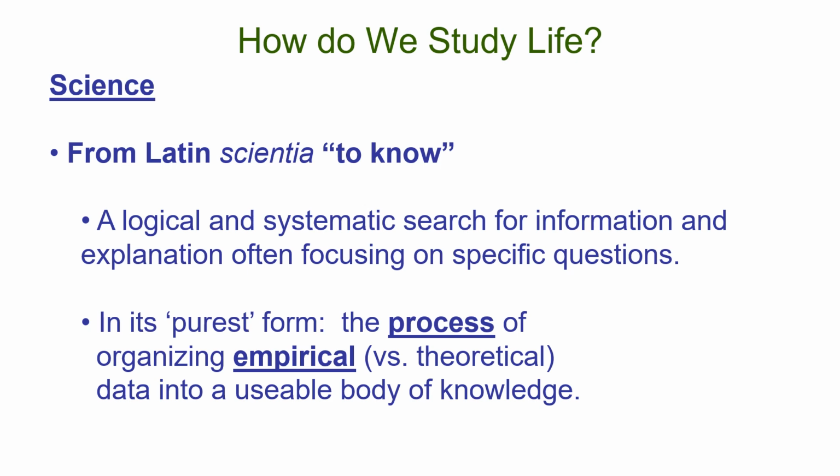Ideally, we want to use empiricism. We want to go out and physically measure stuff. We can't always do that. And if we can't, then we talk about theoretical science. But still, theoretical science shouldn't just come out of nowhere. It should be based on empirical evidence.